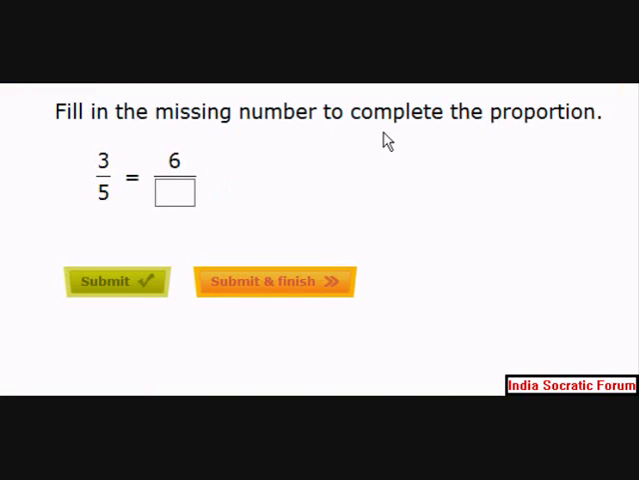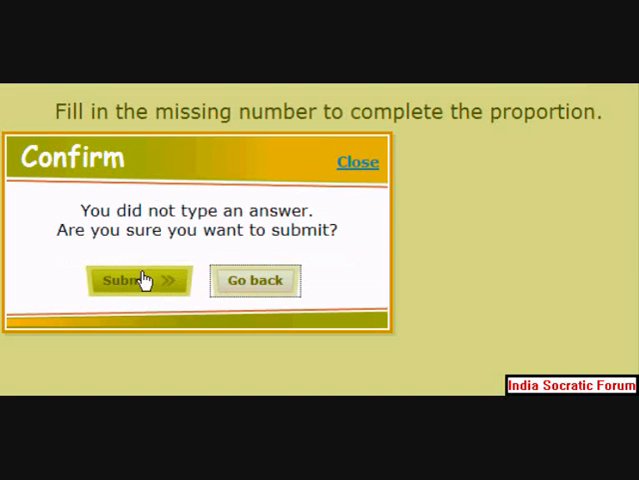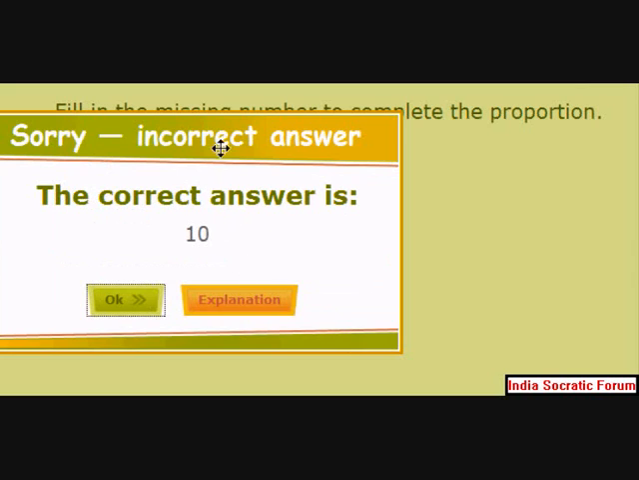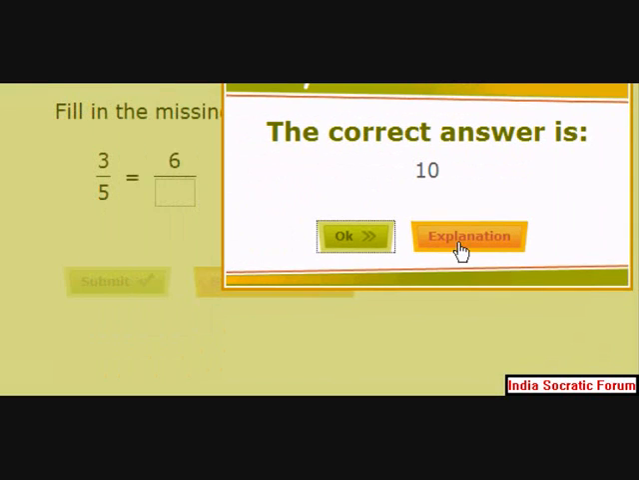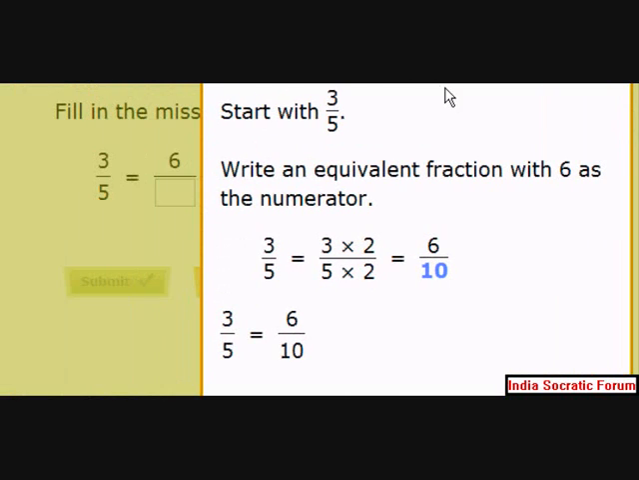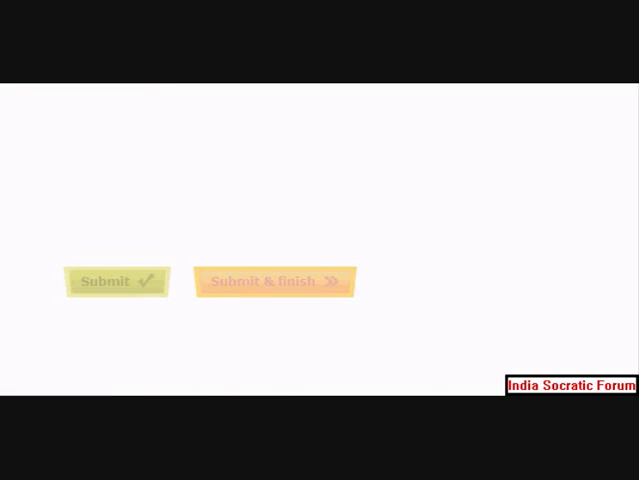Fill in the missing number to complete the proportion. 3 by 5 equals 6 by what? Pause the video. The correct answer is 10. How did we get that? Start with 3 by 5. So 3 became 6 here. How did we get 6? 3 times 2 is 6. Multiply the denominator by the same number. 5 times 2 is 10. The equivalent fraction is 6 by 10. 3 by 5 equals 6 by 10.